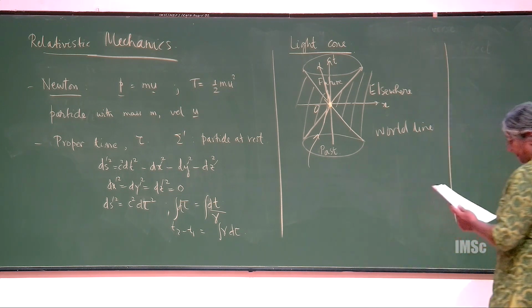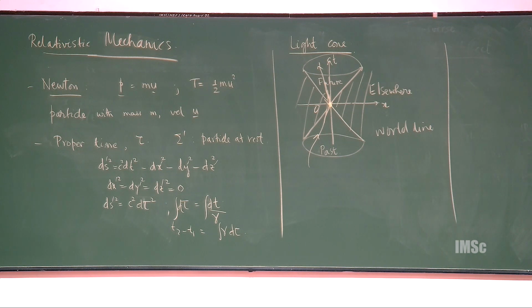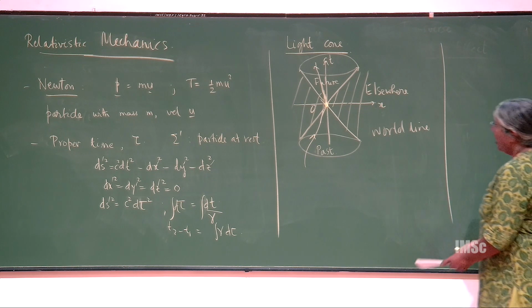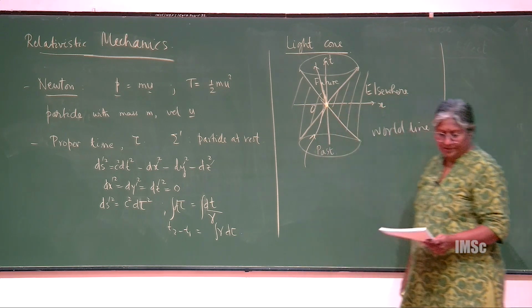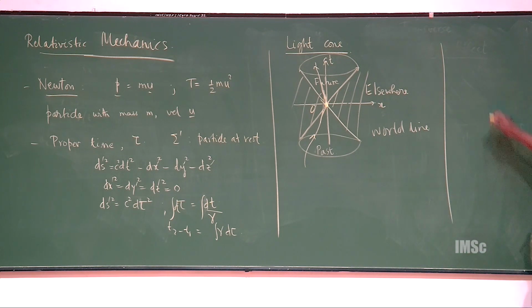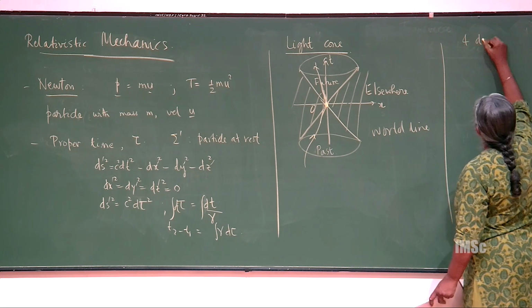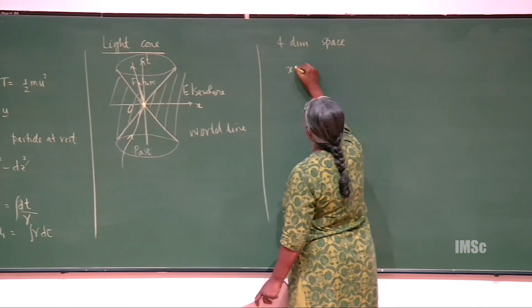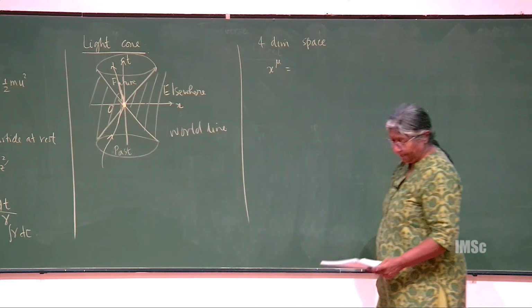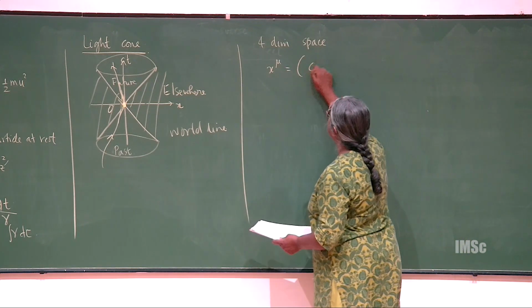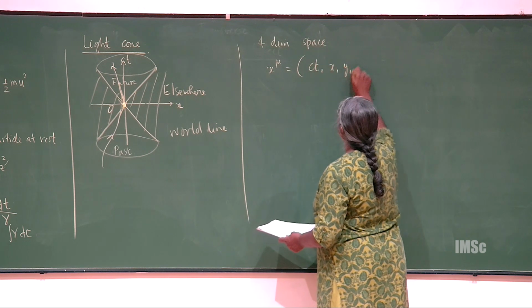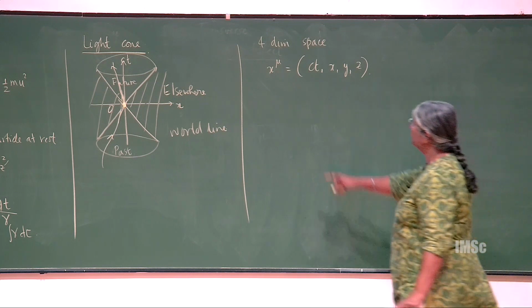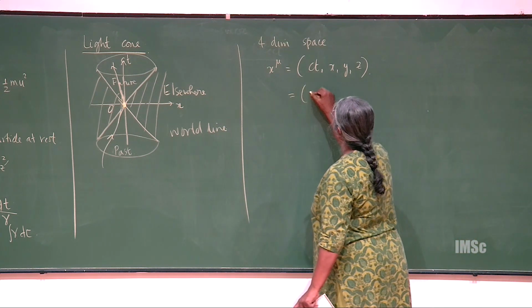So now we want to come to the, so how do I define this motion? I am in the 4-dimensional space-time. I can define therefore a 4-dimensional space-time whose coordinates are defined by x mu, whose components are c t, x, y, z, where mu goes from 0, 1, 2, 3.